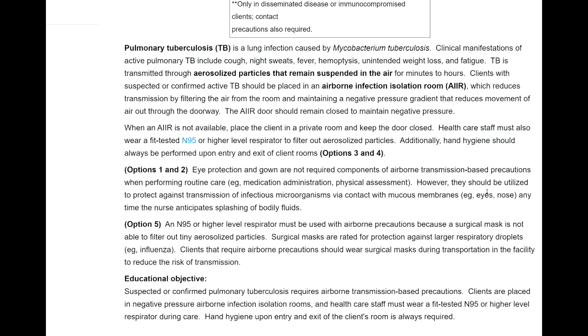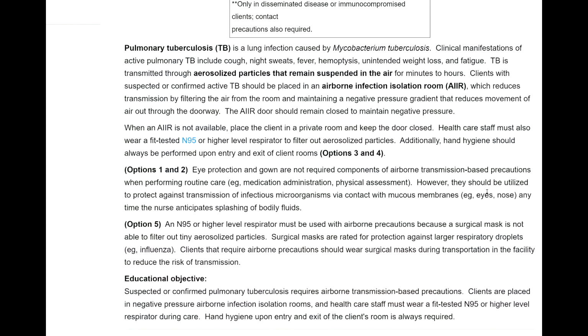So looking at our incorrect options, first up we have gowns, and gowns are part of contact precautions. You could wear them if you anticipate splashing of bodily fluids, but again, this question is simply asking about the required elements for routine care. Next, we also have goggles and face shields. These are useful when there's potential for spraying and splashing because they protect the mucous membranes, but like I said, they are not part of the requirements for routine care.